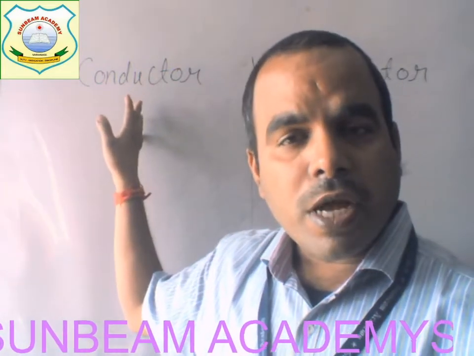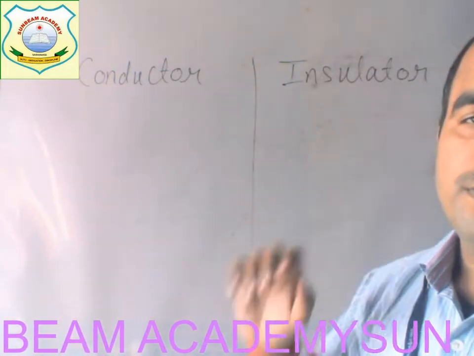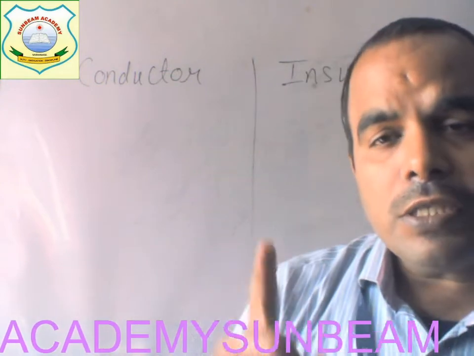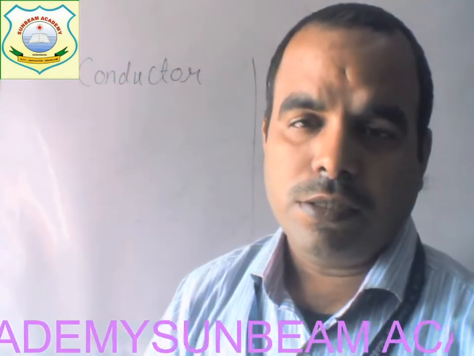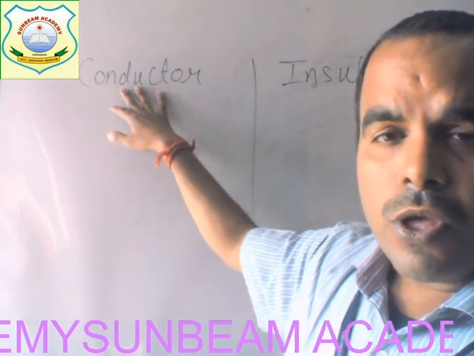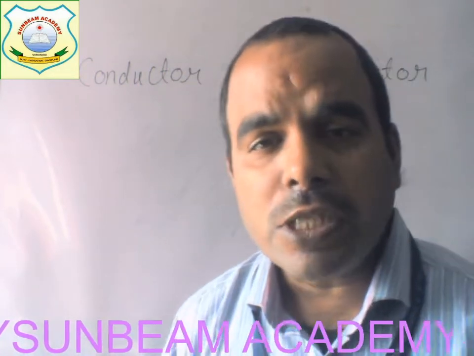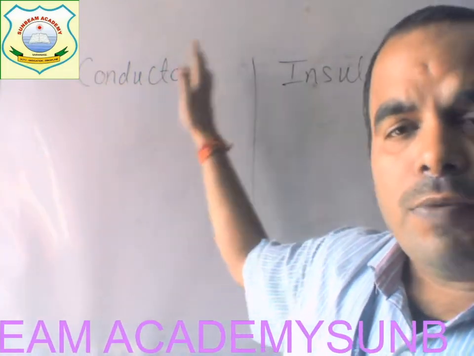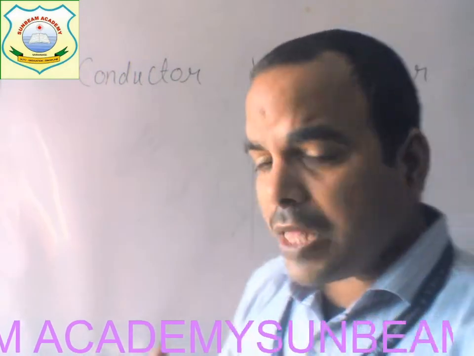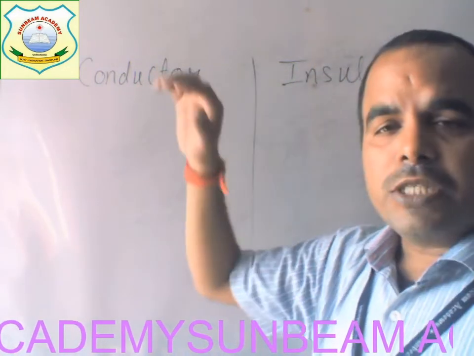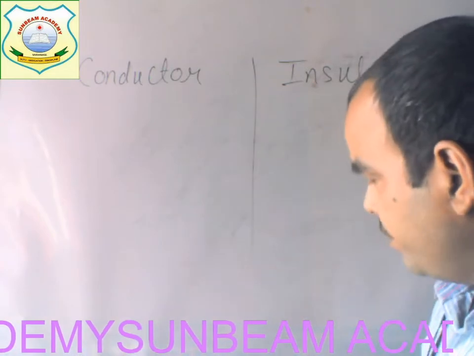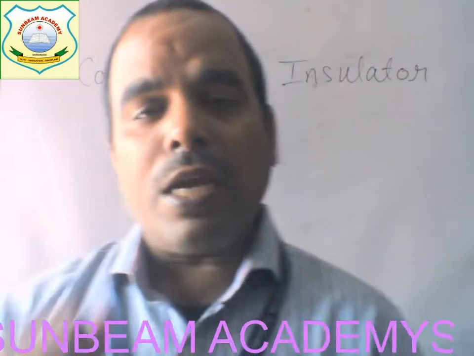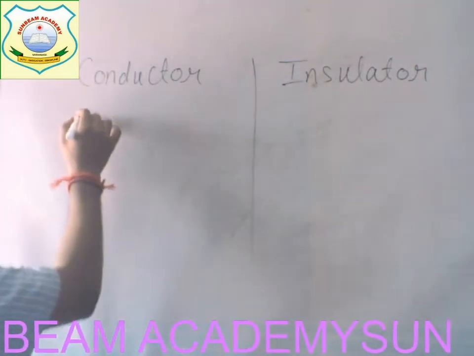Whenever we are talking about a conductor or insulator, please try to understand: electrons are available in both things, that means in a conductor and also in an insulator. Like we saw, any atom has electrons and protons. Electrons are available in both. But what is the basic difference? We said it's a conductor and we said it's an insulator. In a conductor, we get free electrons. Free electrons.